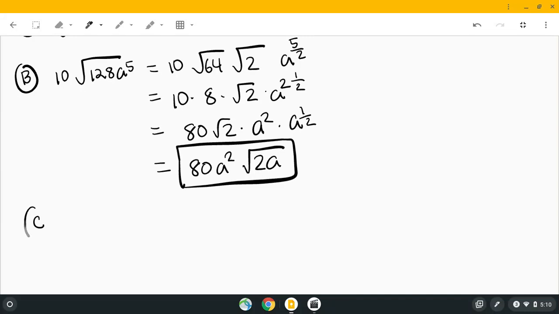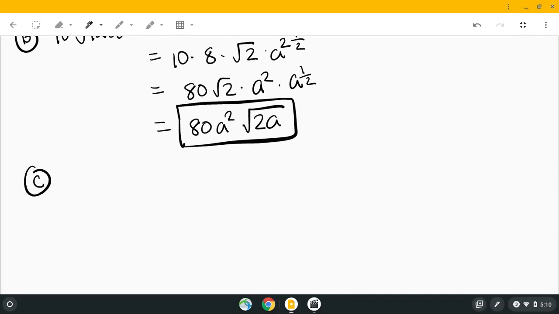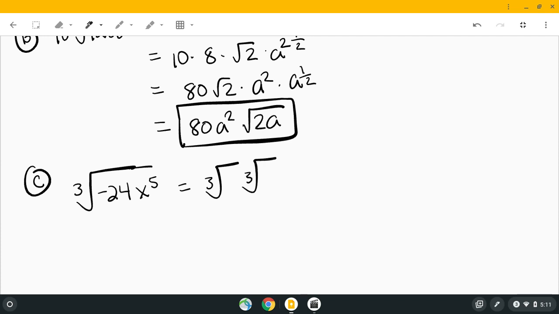Okay, let's take a look at another one. Let's do cube root of negative 24 x to the 5th. Okay, so I am going to break up the 24, and then I'll do the x as a fraction, 5 over 3. Okay, so I need a perfect cube to make 24. So that's going to be negative 8 times 3 to make negative 24.